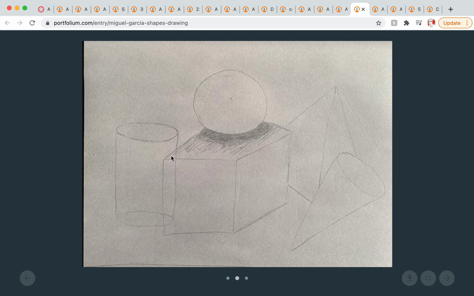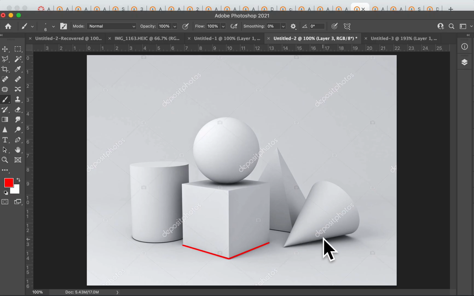Yeah, now we see the square, but it's in front of the cylinder. And so yeah, that needs to change. You have to really pay attention to the different angles that are happening as well. Like, see this cone? It kind of looks like it's floating compared to laying on the ground.